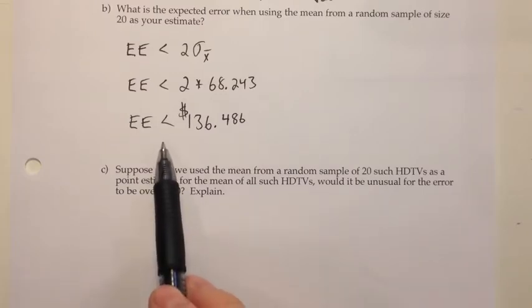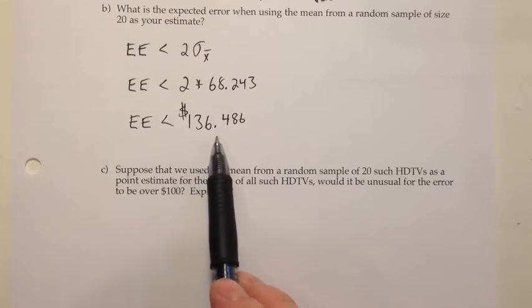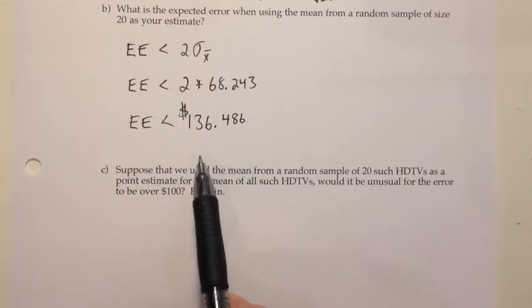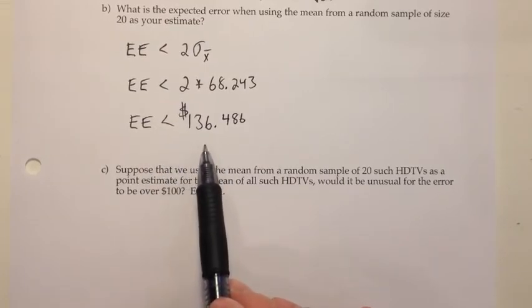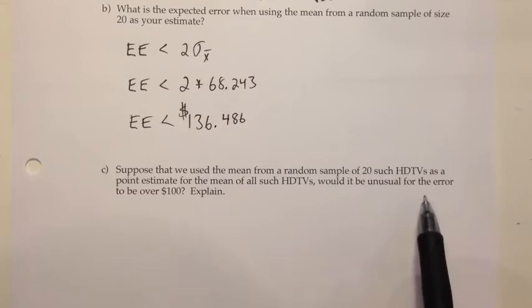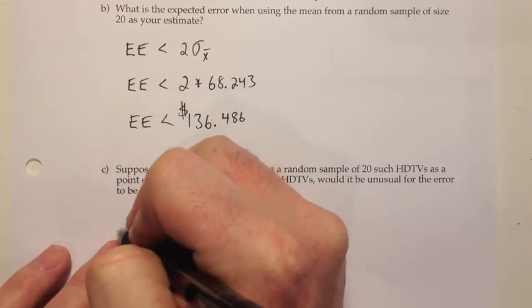Well, the expected error is anything under 136.486. So a value like 110 would be expected. An amount of error of $110 would be expected, not unusual. Remember, expected and unusual are complements of each other. And so, would it be unusual for the error to be over $100? I would have to say no.